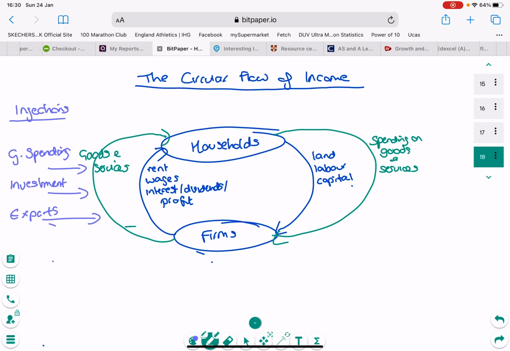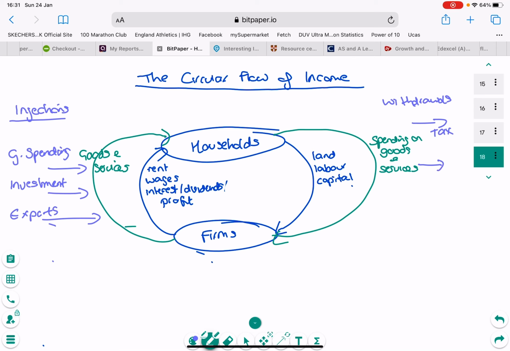But not all of the money that households receive is going to be spent. Some of it is going to leave the circular flow. So we're going to have some withdrawals from the circular flow. Those withdrawals are the opposite to the injections. With the withdrawals, the opposite to government spending will be tax. So some of the money that the households receive in wages or as profit will be taxed.